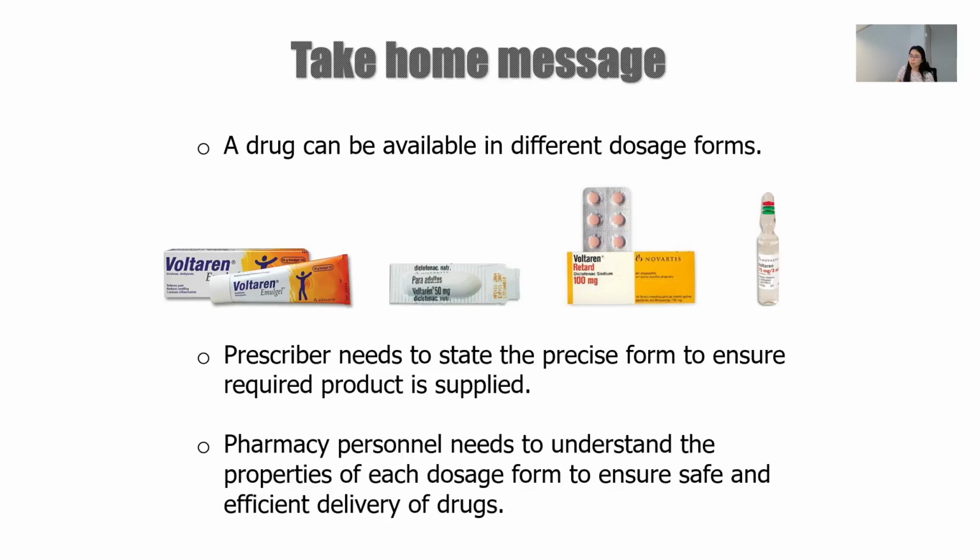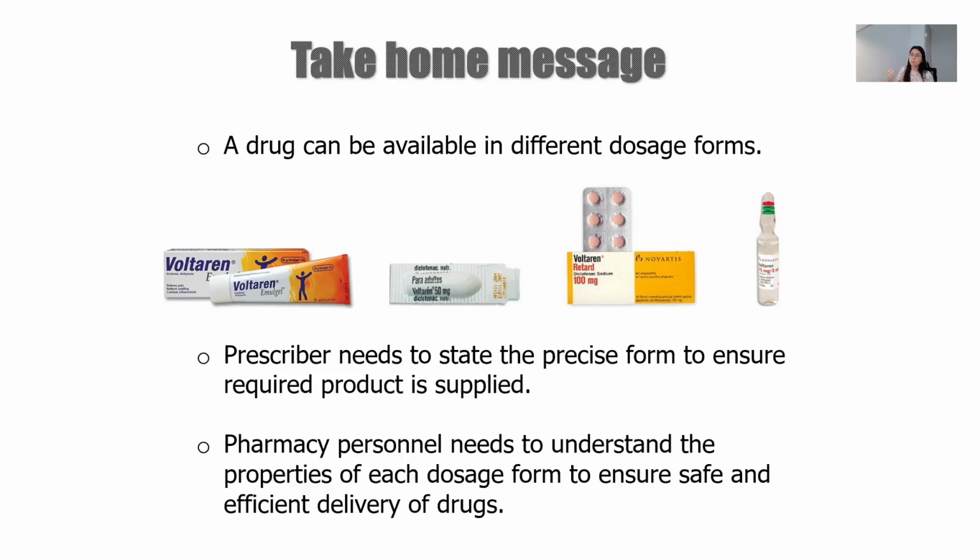So imagine that the doctor just writes, supply Voltaren 50 mg, and did not specify which dosage form to give the patient. How is the pharmacist or the pharmacy assistant supposed to decide which one to give? We have no idea. So it's very important that the prescriber, the doctor, specifically specifies which dosage form of the drug we should supply to the patient. We as pharmacy personnel, either a pharmacist or pharmacy assistant, must ourselves understand the advantages and disadvantages of each of these dosage forms.